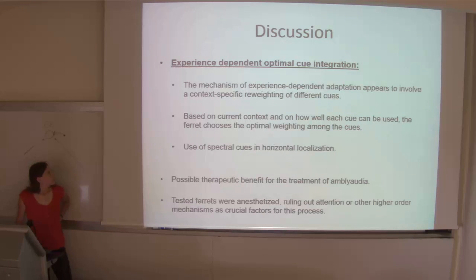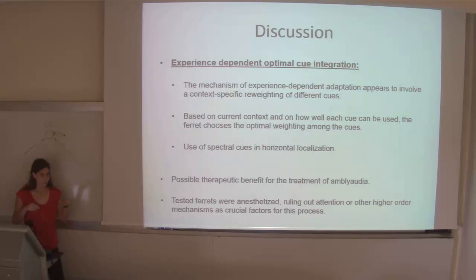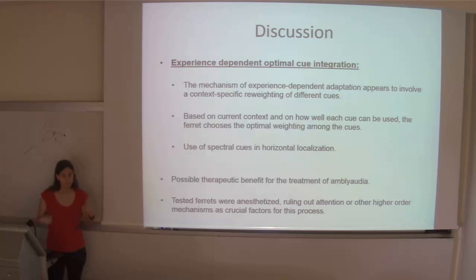So, to account for all those results, they describe this as a mechanism of experience-dependent optimal cue integration, which means that the system can adapt to different contexts based on the strategy that it learned to utilize. Every time we are faced with a task, based on the current context, which is which cues do we have available right now, and based on the experience, which means how much we learned to use each strategy in the past, we choose the optimal weighting among the different cues.